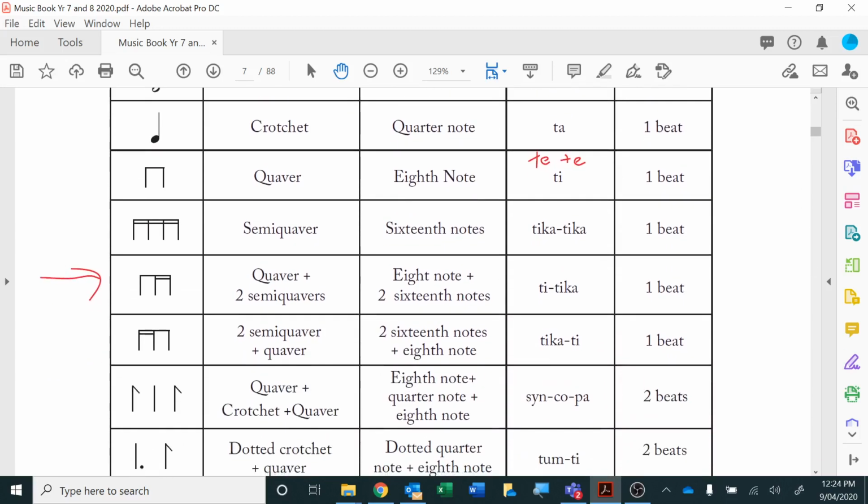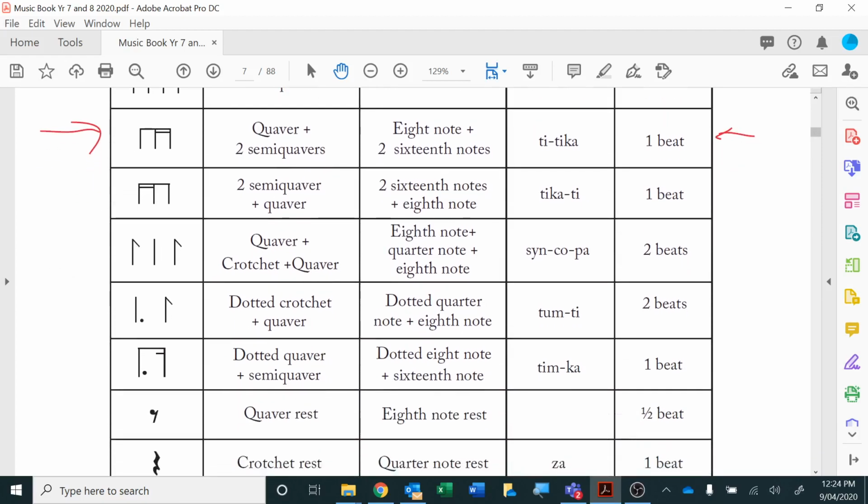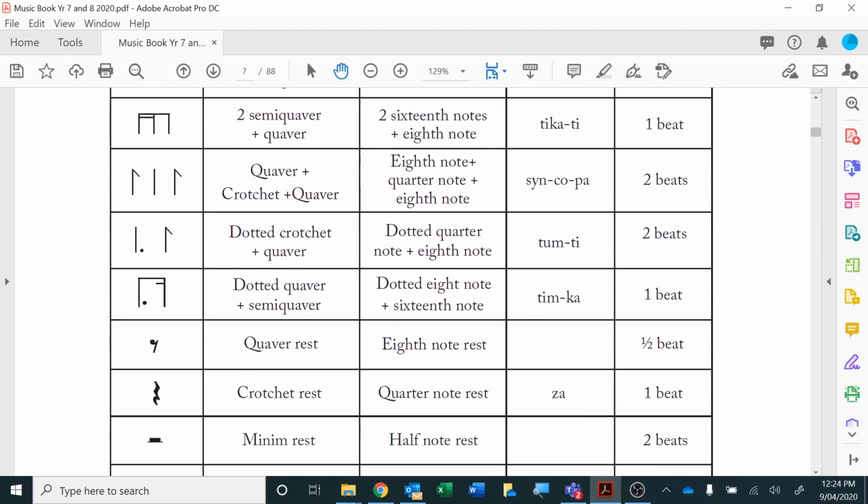And then ticka, ticka. And here we have T ticker and ticker T, and then we get further down where we get into combinations. The dot we haven't covered before, but a dot basically adds a half of the value. So if a crotchet is worth 1, and then plus a half of 1, which is a half, we end up with 1.5. And 1.5 plus a quaver, which is a half, adds up to 2 beats.